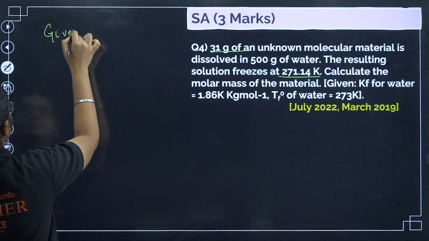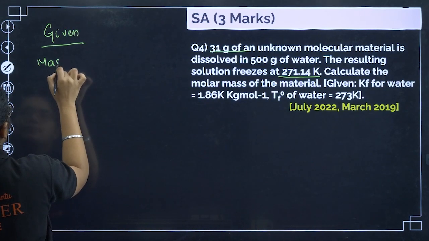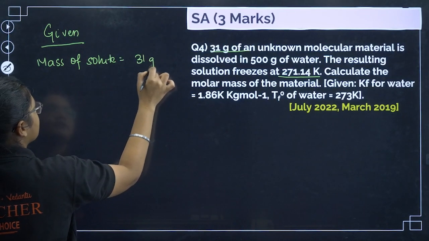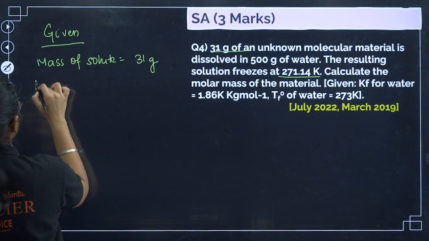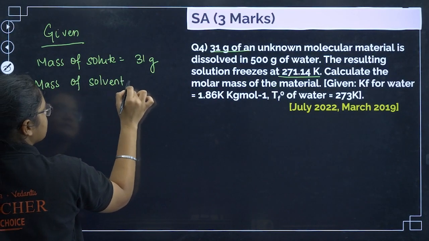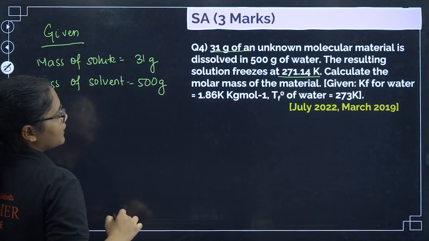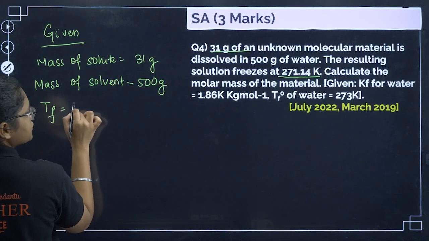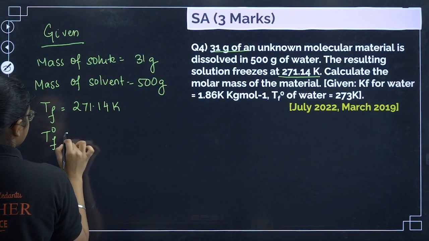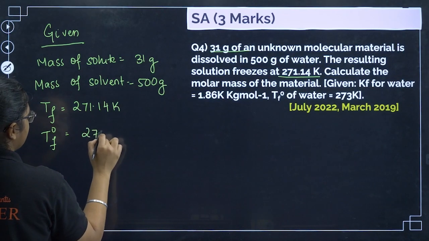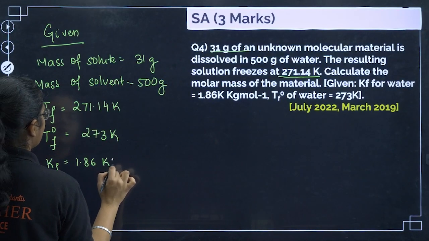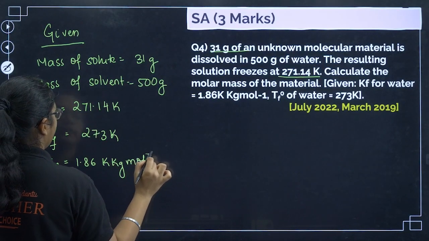What are the given values here? Mass of the solute is how much? Mass of solute is 31 grams, right? Then mass of solvent is 500 grams. Then TF, the freezing point of the solution, is 271.14 Kelvin. The original freezing point of the solvent is 273 Kelvin. Kf value is 1.86 Kelvin kilogram mole inverse.